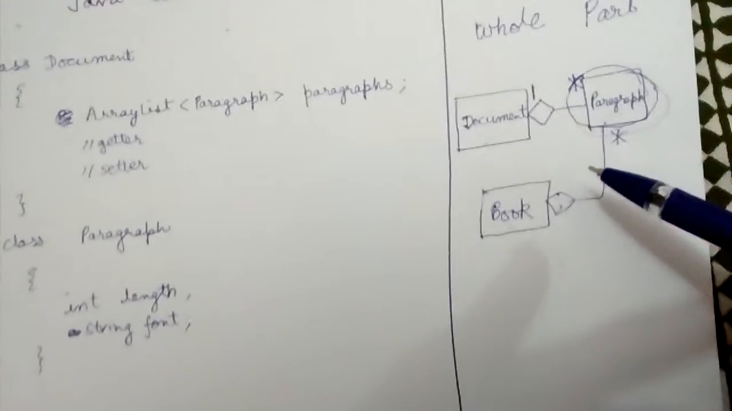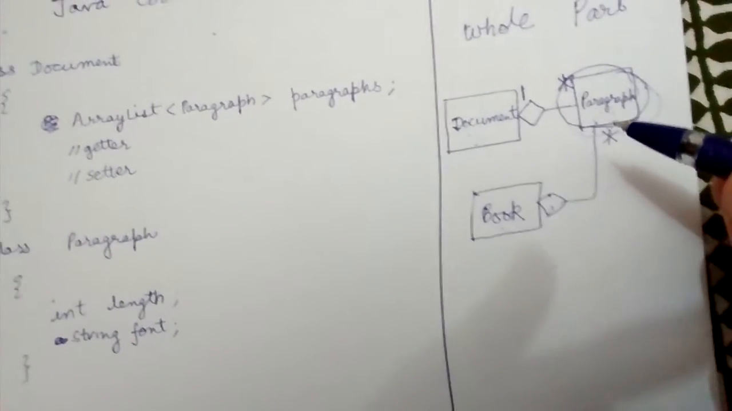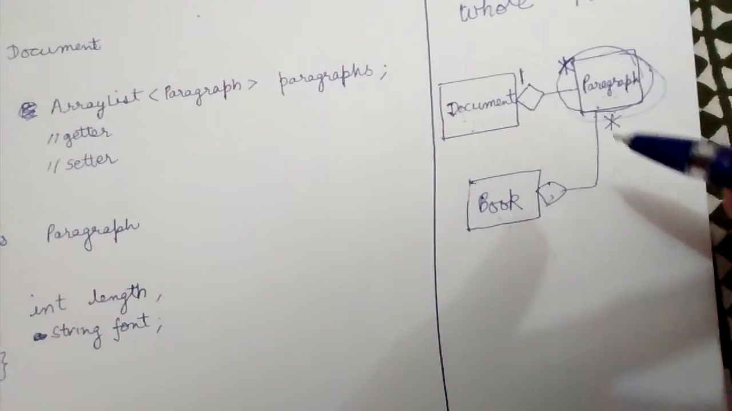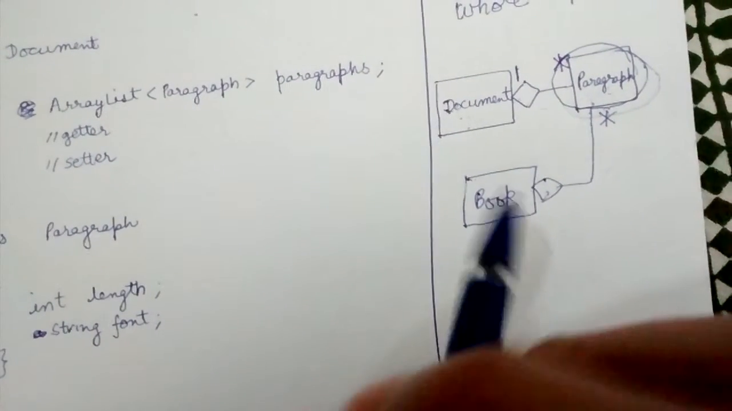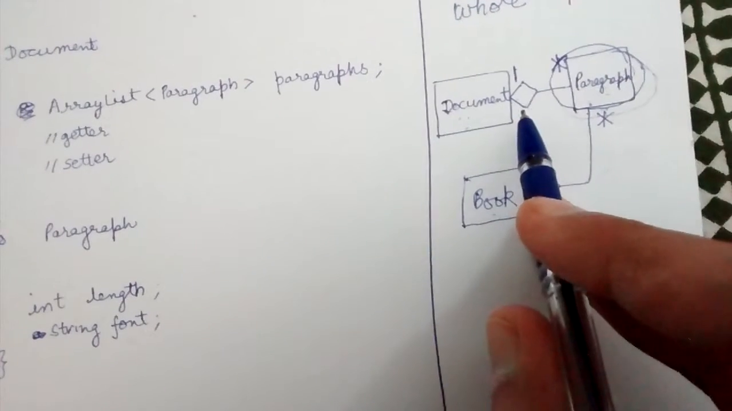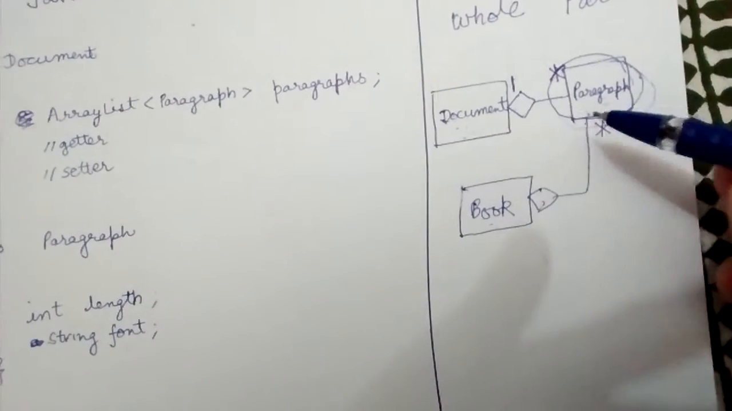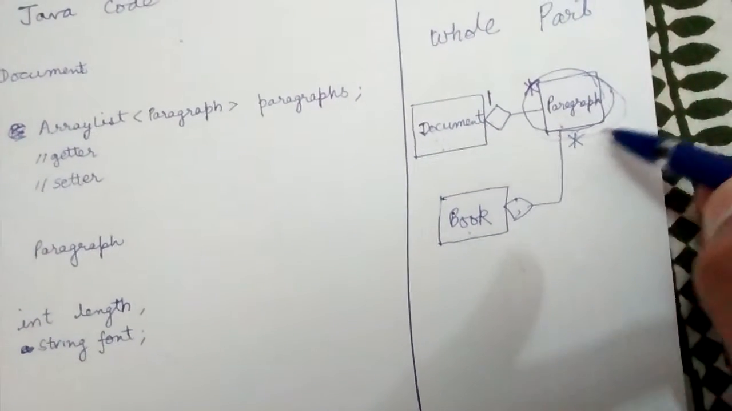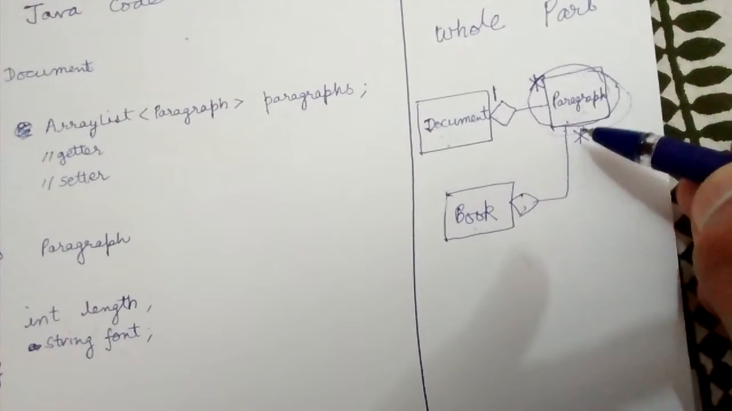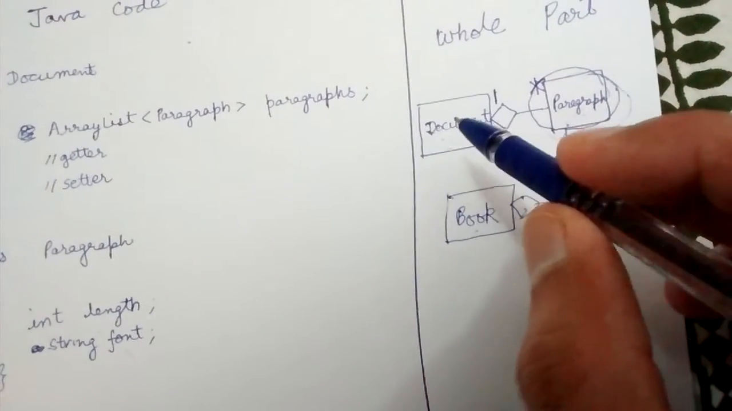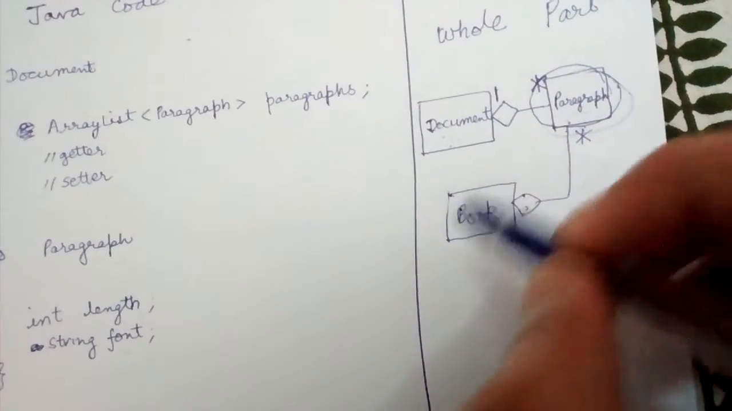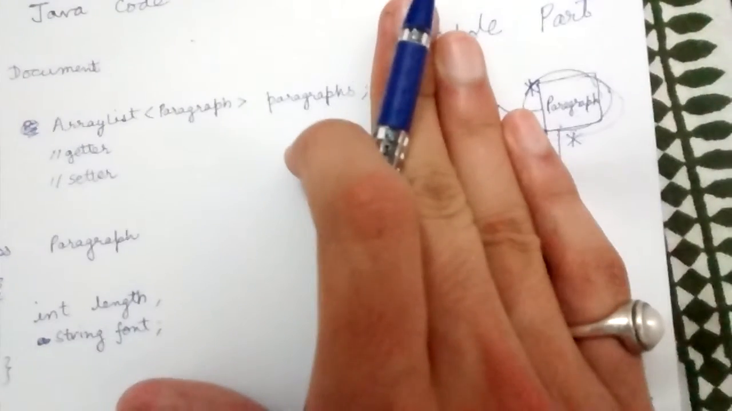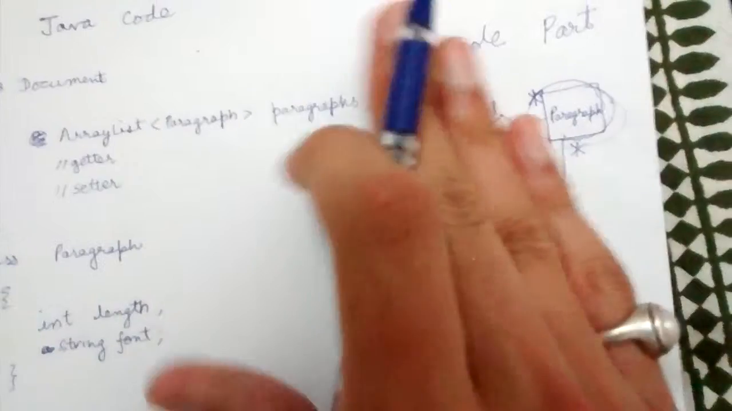In advance, I am telling you one thing. In the next lecture, we will be looking at the composition relationship, which is a bit different from this aggregation relationship. In the aggregation relationship, this paragraph can exist on its own without the need of a document and book existing. So this can happen. The paragraph is existing by itself.